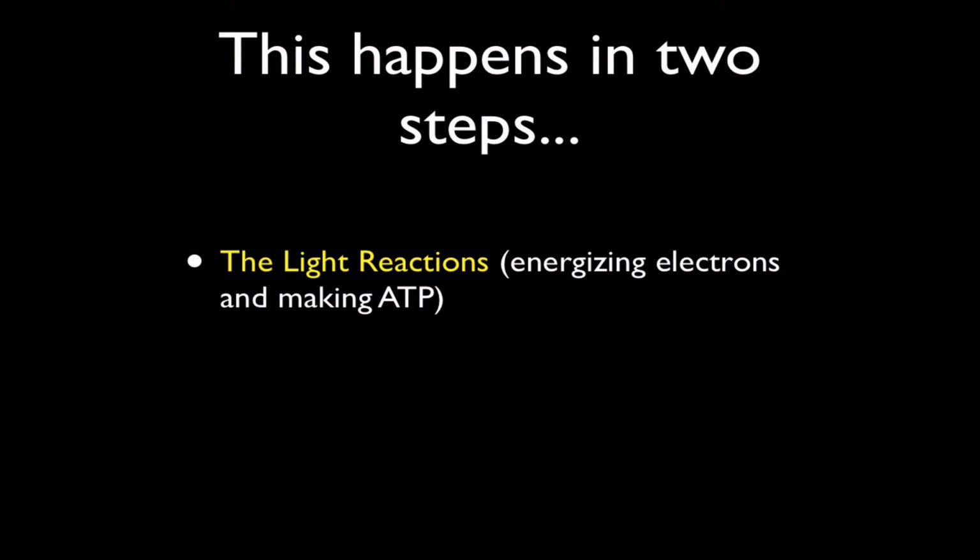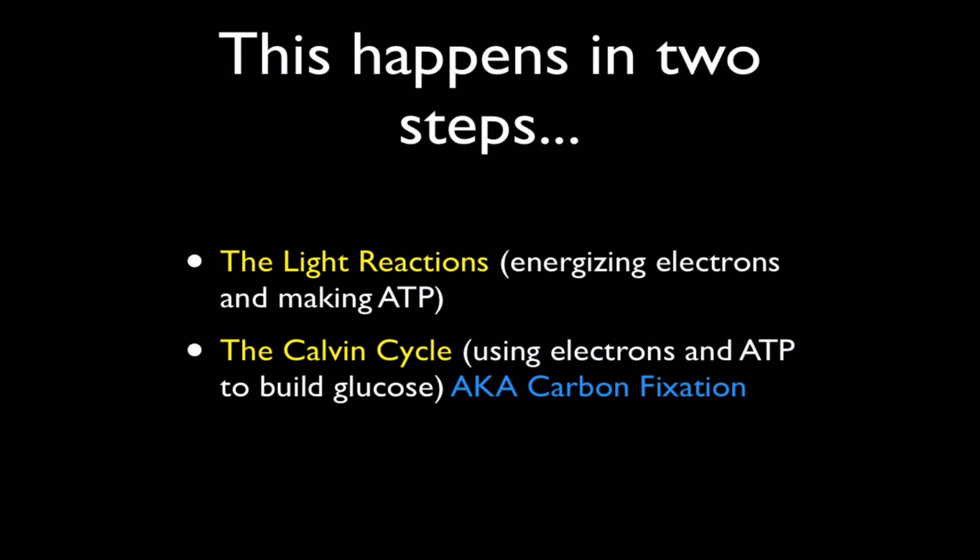Now, this process of making glucose is going to happen in two steps. The first step, which is what this video cast is primarily about, is the energizing of electrons and the making of ATP, referred to as the light reactions, because that's where the energy input is coming from. The second part of photosynthesis that we're going to cover in another video cast is called the Calvin cycle. This is where the electrons that have been energized and captured and the ATP that's been generated are used to build glucose. And another name for the Calvin cycle is carbon fixation.